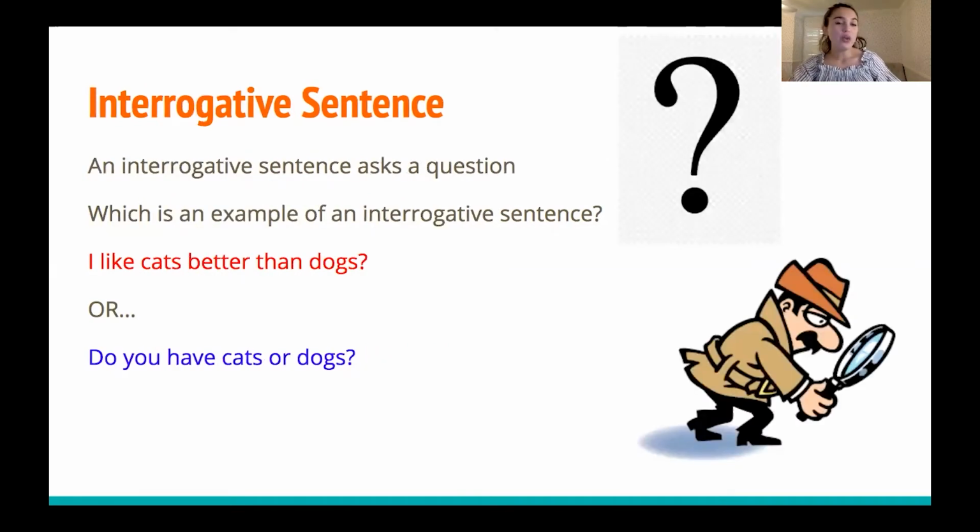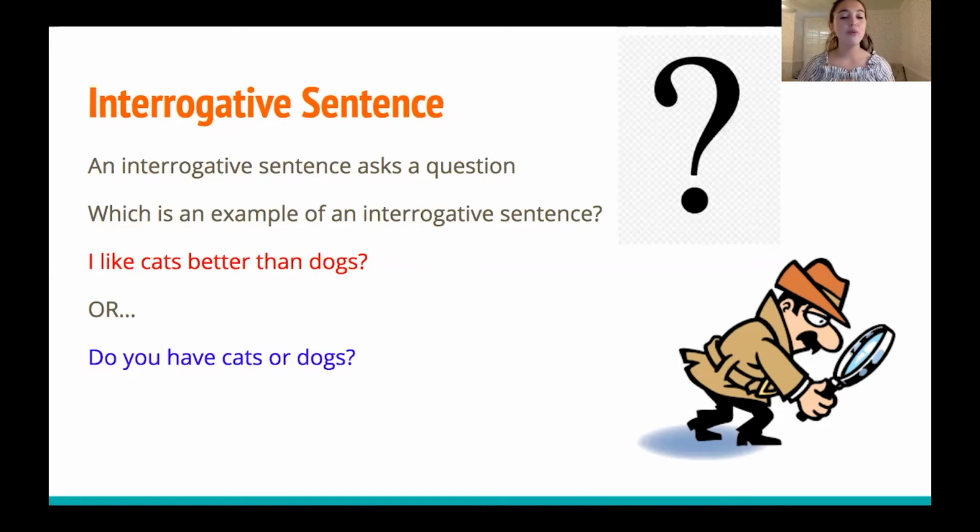Okay. Now we are moving on to an interrogative sentence. So an interrogative sentence asks a question. And I have two sentences for you guys here once again, and I would love for you to tell me which one that you guys think is an example of an interrogative sentence. And again, just keep in mind that when the sentence asks a question, we are always using a question mark at the end. So an interrogative sentence will always have a question mark. So here's the first sentence, the one in red. I like cats better than dogs. Or, do you have cats or dogs? I'm going to give you guys a second to think. And when you're ready, tell me, do you think the red sentence is an interrogative sentence? Or the blue sentence?